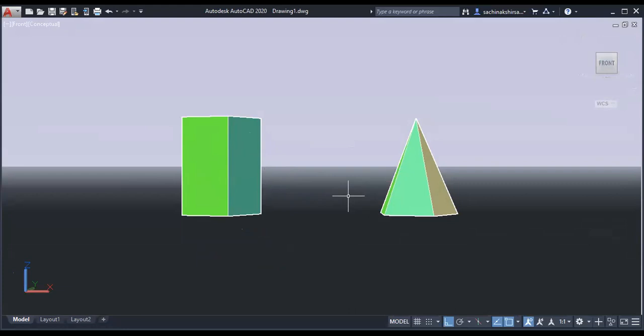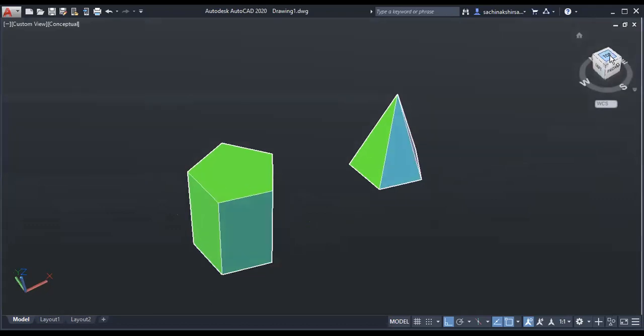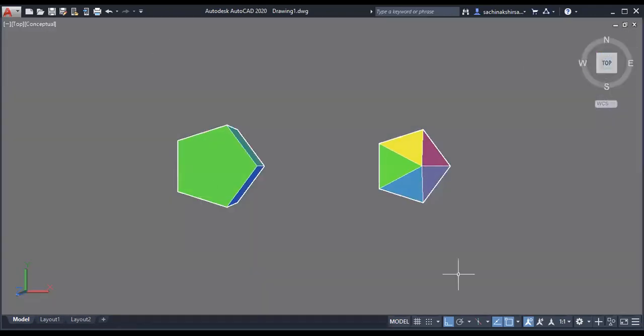For multiple choice question, this question may be asked. In case of prism, solid is bounded by what type of flat surfaces? What should be your answer? Rectangular. In case of prism, rectangular flat surfaces. In case of pyramid, what type of flat surfaces? Triangular. And its top view will be like this.